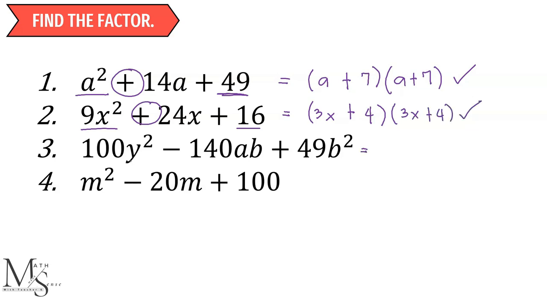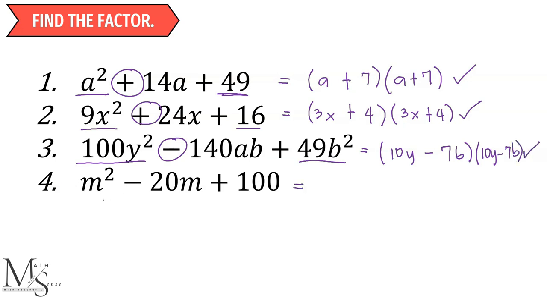Number 3. Square root of the first term is 10y. Copy the first sign, which is minus. Square root of the last term, 49 is 7, and b squared is b. Hence, the factor would be 10y minus 7b times 10y minus 7b.